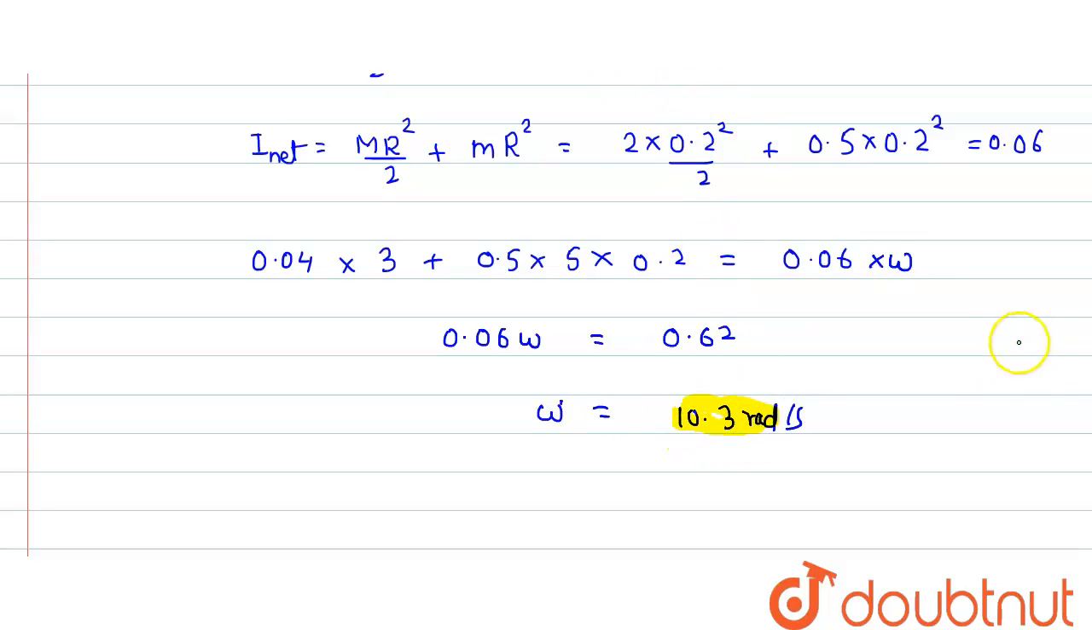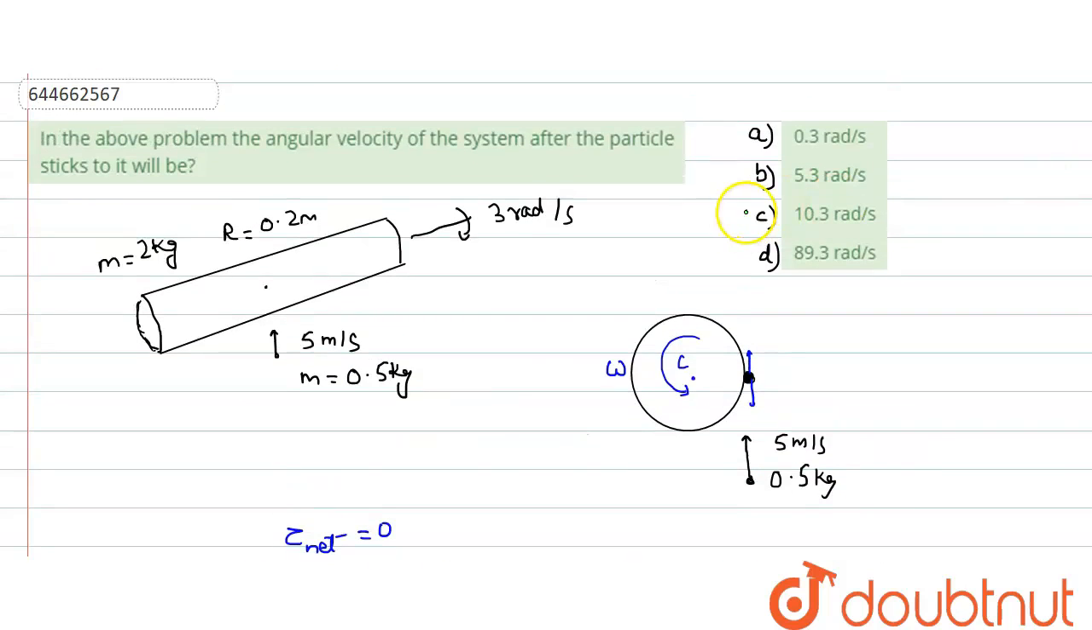So which option is the correct option? This omega value is 10.3, so C is the correct option, 10.3 radian per second. Hope you understood the solution.